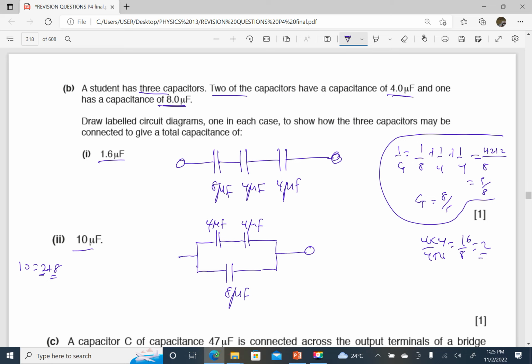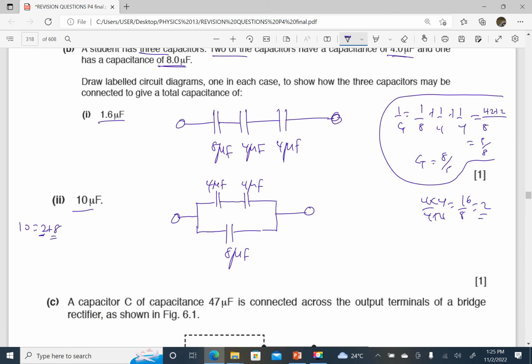Remember, it is just 1 mark. When you lose it, you have lost something big. So the 4 microfarad capacitors in series give us 2. Then we combine it in parallel with the 8 microfarad capacitor.